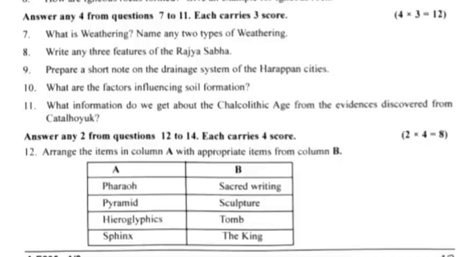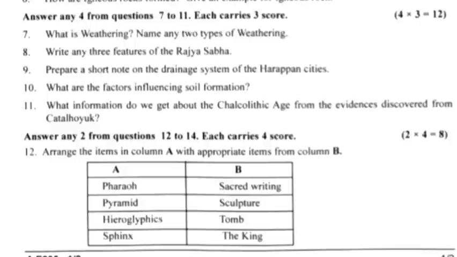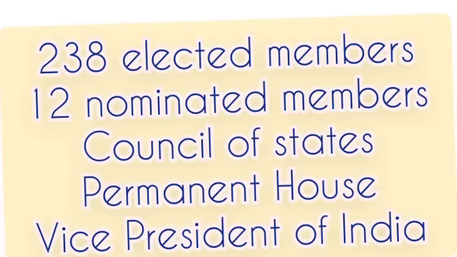7. What is weathering? Name any two types of weathering. Answer: disintegration or decomposition of rocks is known as weathering. Physical or mechanical weathering, chemical weathering, biological weathering, any two. 8. Write any three features of Rajya Sabha. Answer: 238 elected members, 12 nominated members, Council of States, Permanent House, Vice President of India.